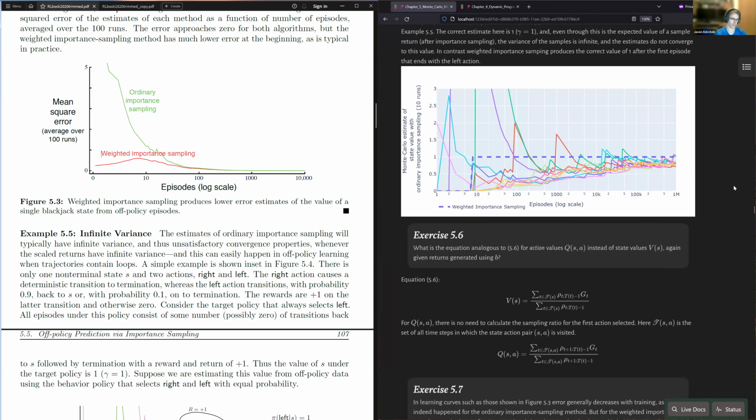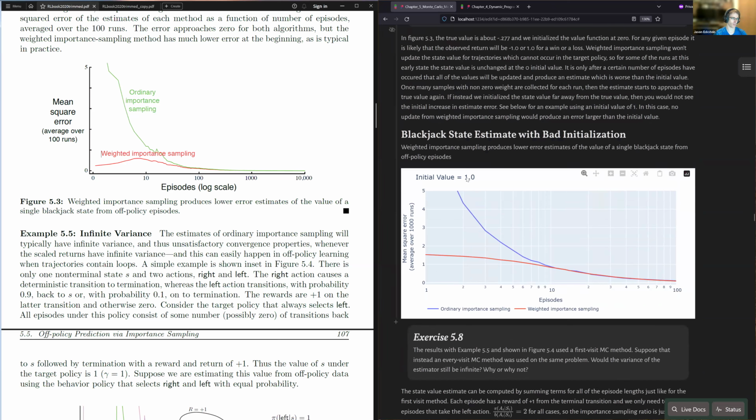You can verify what I did here is initialize it at a value of 1. And the initial value doesn't affect ordinary importance sampling at all, because we always have the return value. Whereas for weighted importance sampling, we actually need an initial value. So that is what I think is going on. Does that make sense?